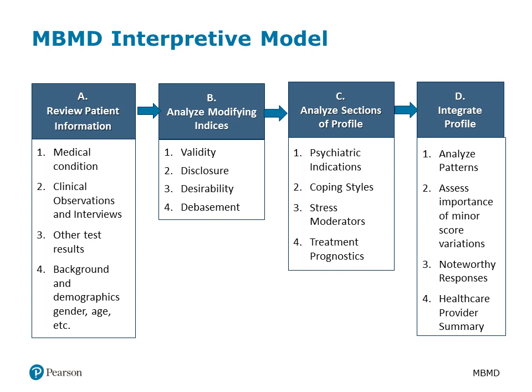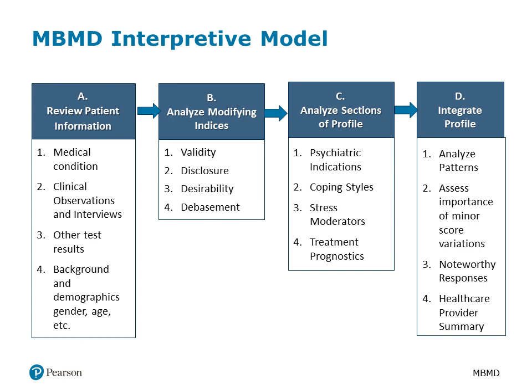Under certain conditions, adjustments have been made to the prevalence scores of other scales to correct for response distortions that are evident in these scales. Next, one would move to the psychiatric indications, coping styles, stress moderators, and treatment prognostics domain. The domain profile analysis begins with a review of the elevations greater than or equal to a prevalence score of 75 on psychiatric indications. Next, the configuration of coping styles should be reviewed.